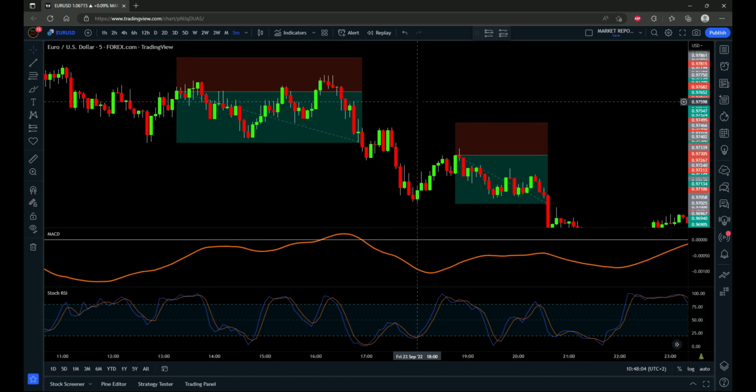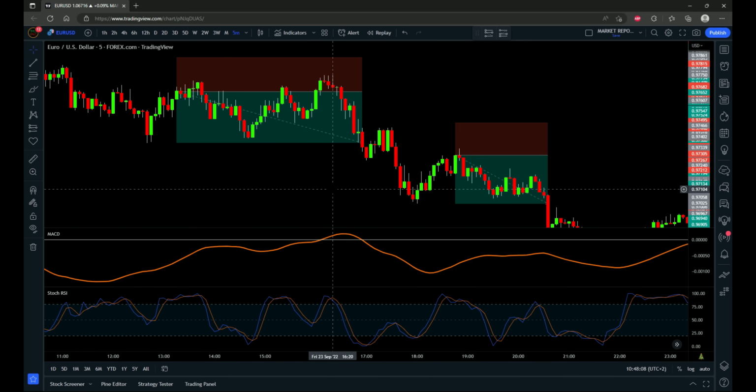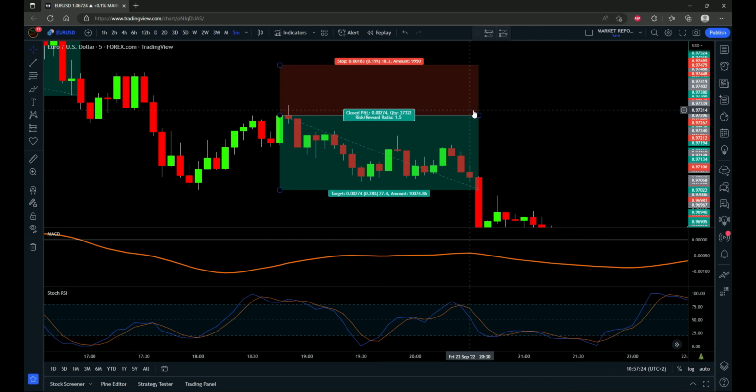Now let's talk about the rules for the strategy and how these indicators are going to be used to get good entries for trades. All right, let's talk about exactly what the entry criteria is, as well as where the stop loss and take profit target will be placed.